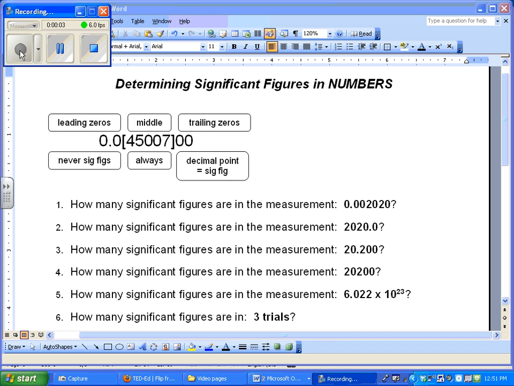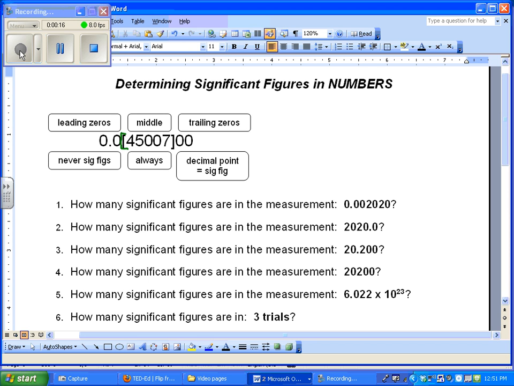This is going to help you determine significant figures in numbers. The first thing that you're going to want to do is go up to your number and bracket all the non-zero numbers. So I'm going to bracket the 4 and the 5 and the 7. There's 2 zeros that go along with that. We're going to call those middle numbers.